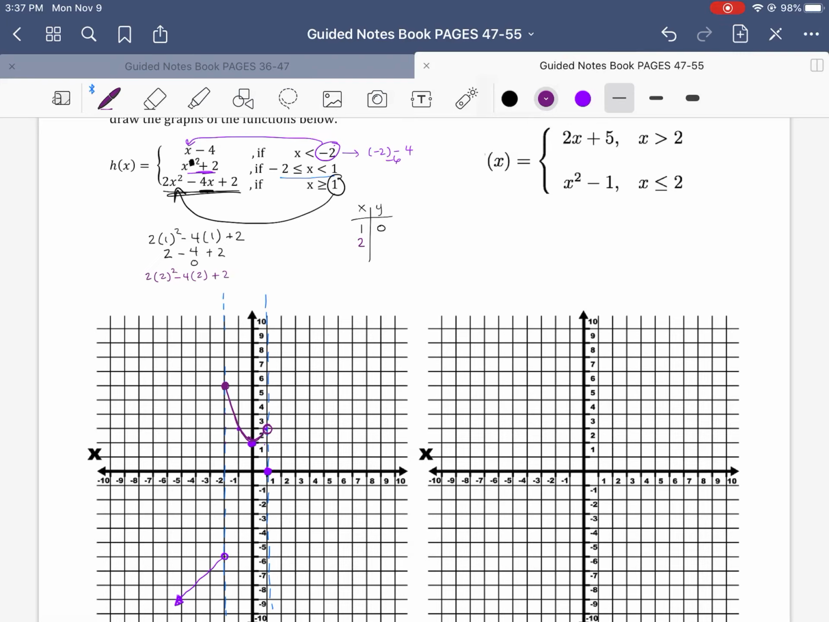And again, I evaluate. So 2 squared is 4 times 2 is 8. -4 times 2 is -8 plus 2. So 8 minus 8 is 0. That just gives me a +2. So I'm going up 2.